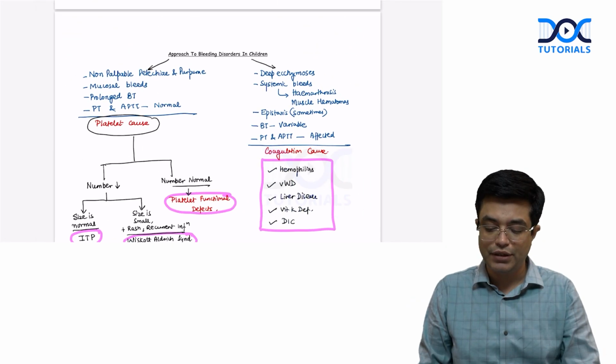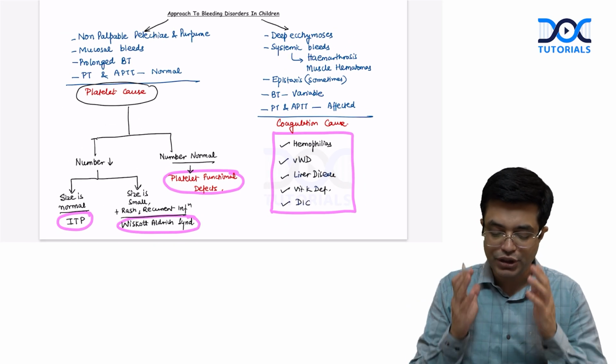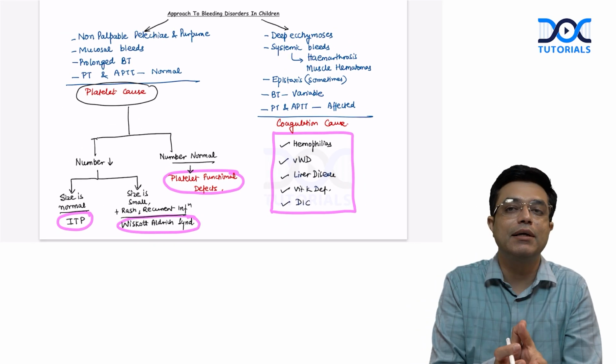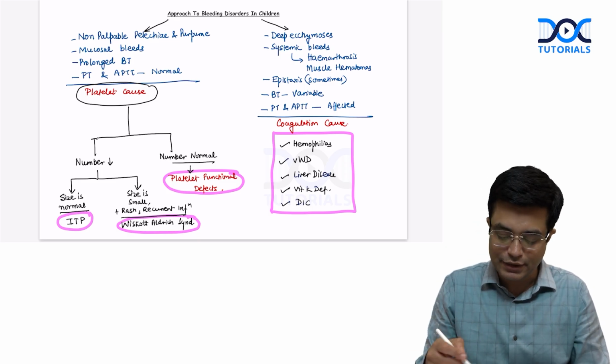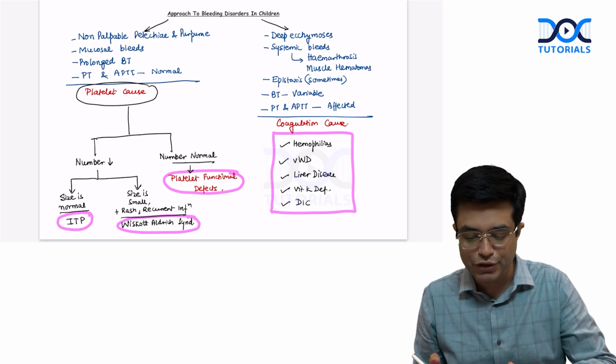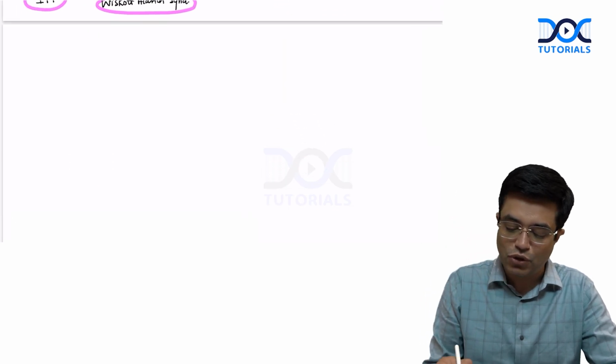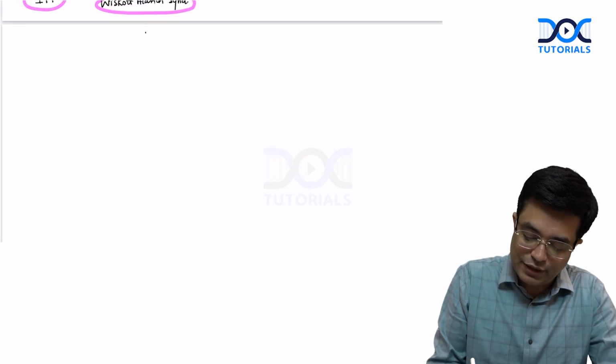So have a look here. This is the overall approach. It is a symptom-based approach that you need to follow when you are solving MCQs. Let us discuss the individual things, the important individual things one by one. Let us first talk about platelet disorders. So I'm giving the heading platelet disorder.